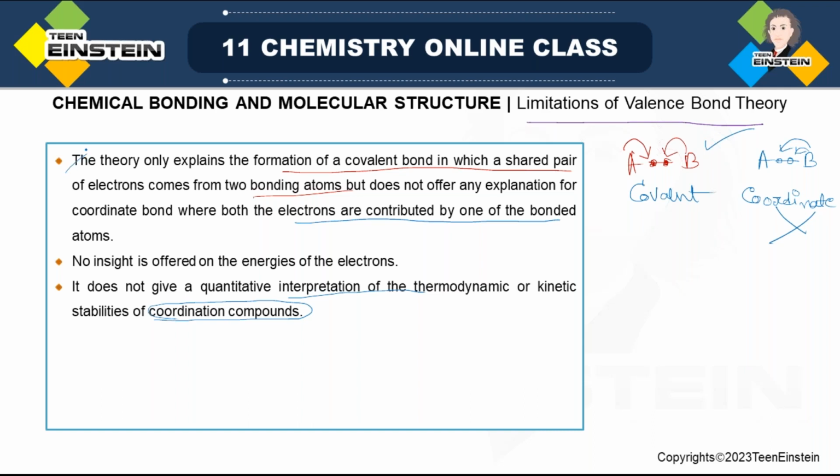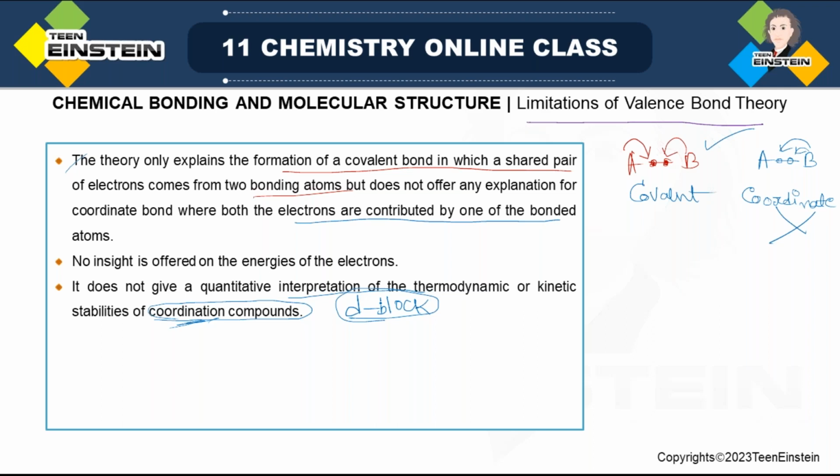Now consider the first statement. In the first statement, it is already mentioned that it cannot explain coordinate bond. So if it cannot explain coordinate bond, then how can it explain the bonding or stability for coordination compounds? Because coordination compounds means coordinate bond will be present. That is why the name coordination compounds. And this type of compounds mainly you will find in D block elements. So this limitation, though it is not directly related to this unit, but remember, for D block elements, the compounds that we get, that is the metal complex or coordination compounds, their thermodynamic or kinetic stability we cannot interpret.